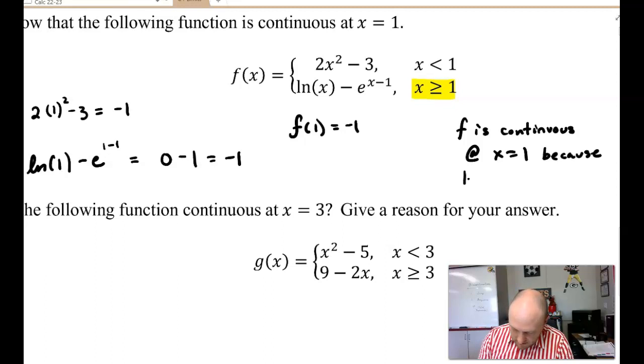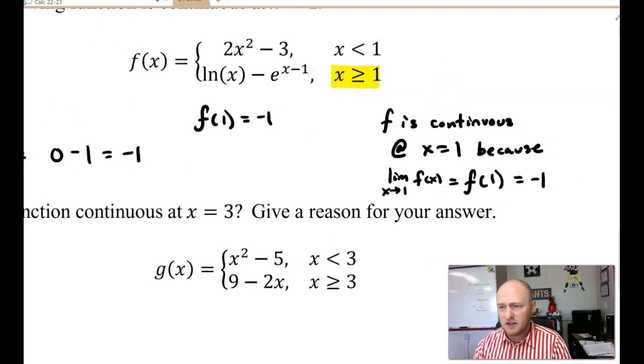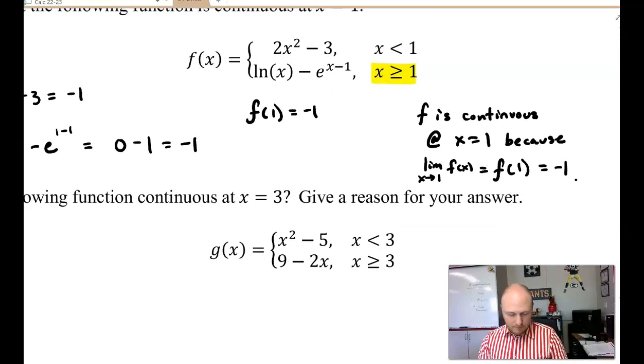Because the limit of the function f of x as x approaches 1 is equal to the function value, which was f of 1. And for good measure, I'm going to throw in what that value was, which was negative 1. And there's a justification statement. So f is continuous at x equals 1 because the limit of the function as x approaches 1 is equal to the function value, which is negative 1.